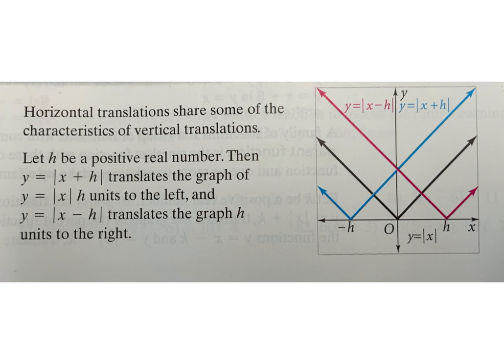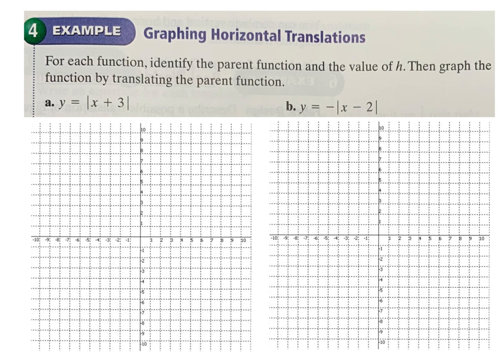Look at example 4 at the top of page 93. For each function, identify the parent function and the value of h, then graph the function by translating the parent function. So for this first one, the parent function is going to be just my absolute value function, right? My v, that's my parent function. This is on the inside, plus 3. How am I going to move? Left 3 units. And so I'm going to go over here, 3, and then I am going to graph my v that I have there.